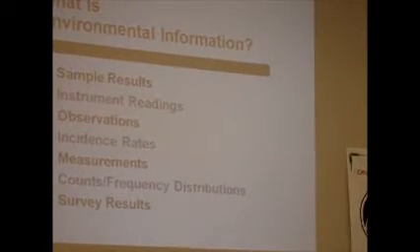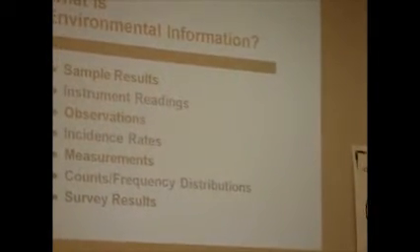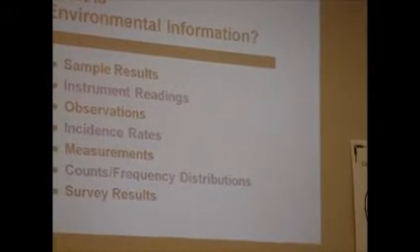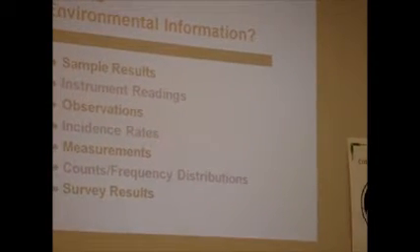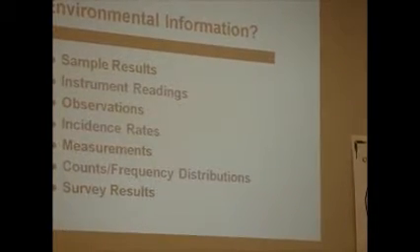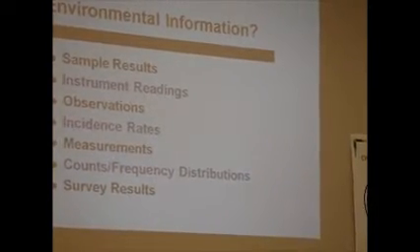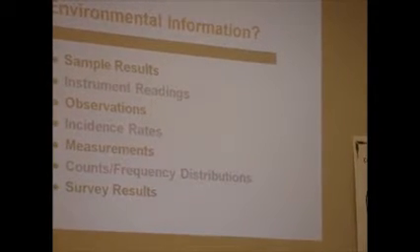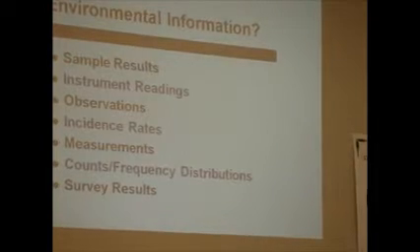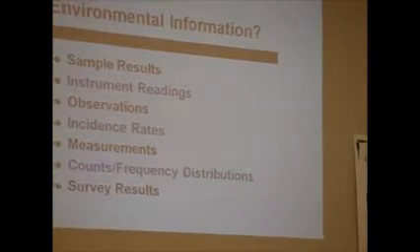Sample results, obviously you take a sample, you're trying to find out how much arsenic is in your water. That would be considered environmental information. Instrument readings, things as simple as flow or temperature, are environmental information. Observations, if you're trying to look at a plume or look at staining on soil and you're not actually using a measurement other than your eyes, that's still considered environmental information.